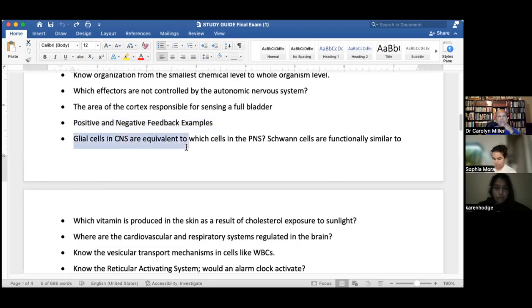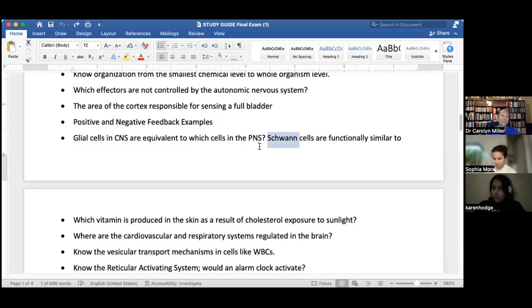The glial cells in the CNS that are equivalent to the cells in the PNS, the Schwann cells: the Schwann cells myelinate in the PNS, and the oligodendrocytes myelinate in the CNS.